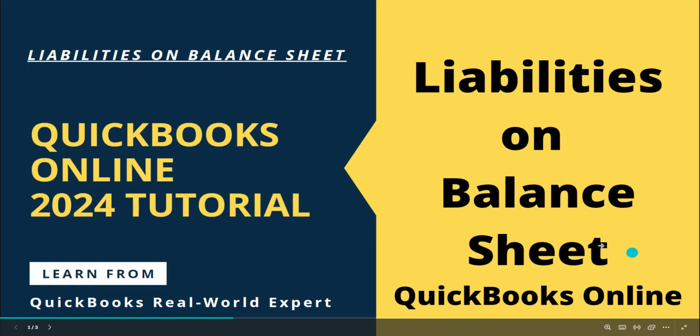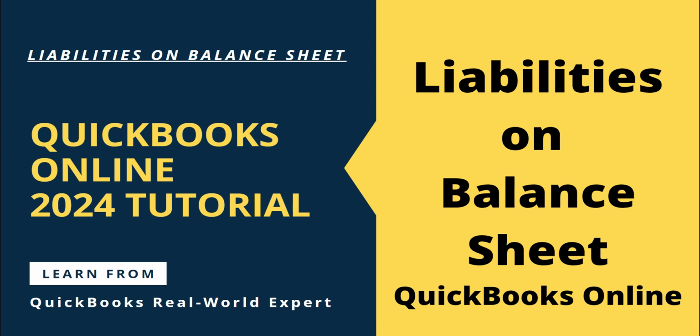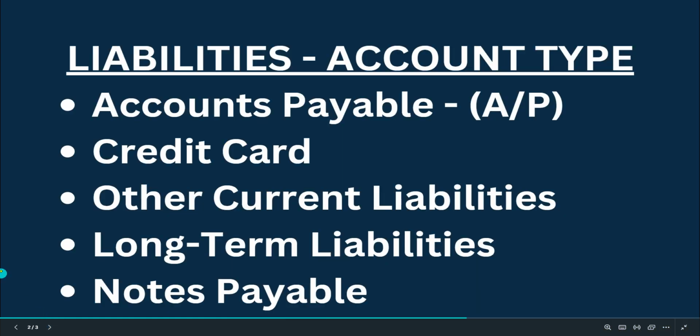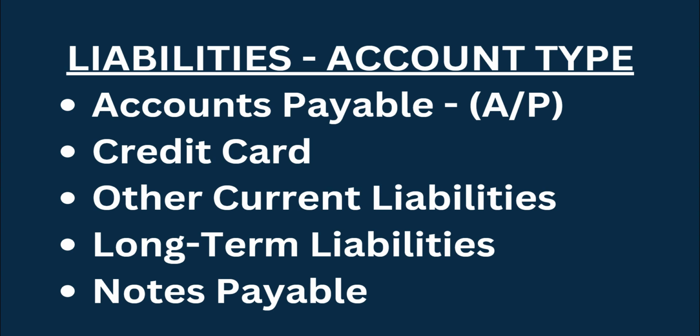In this video, I'm going to talk about the liabilities side on the balance sheet. The liability account types include accounts payable, and also liabilities with credit cards, various credit cards, and other current liabilities that you may have. And by the way, accounts payable is also part of the current liabilities, and credit card the same, part of current liabilities, other current liabilities.